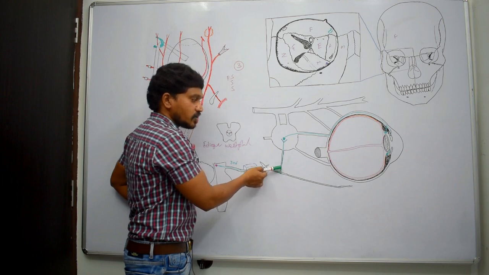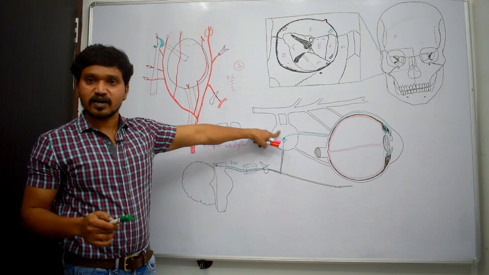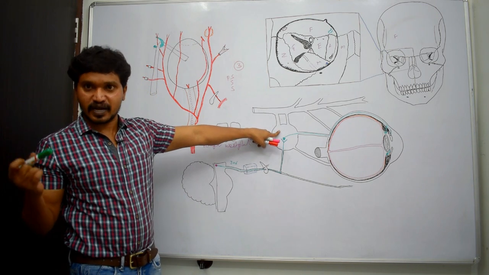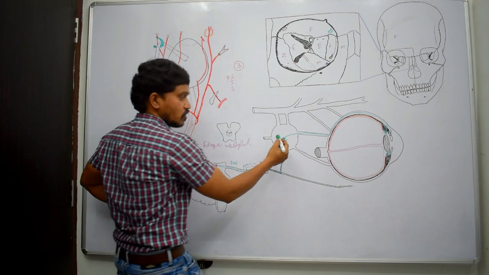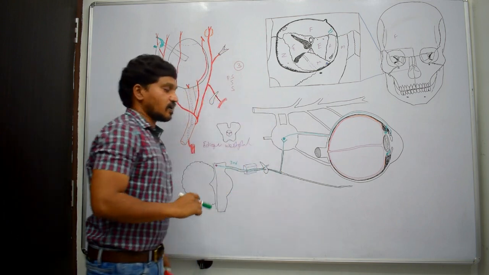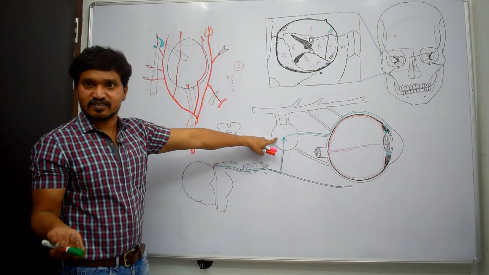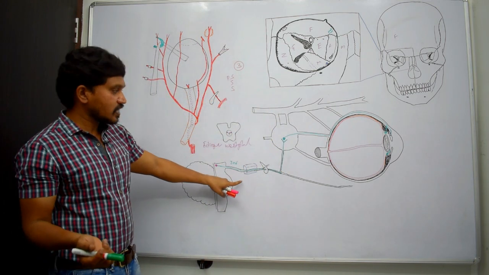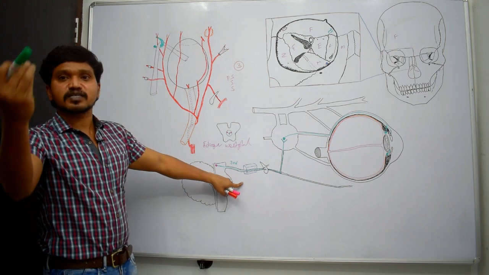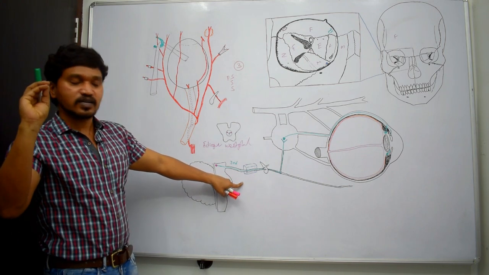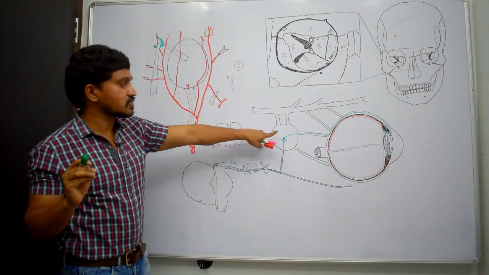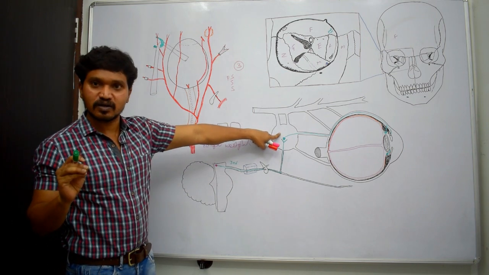Then it will be communicating with the ciliary ganglion by a communicating branch, right? So within the ganglion these fibers are relaying. That means preganglionic fibers are ending, postganglionic fibers are starting, right? So this is the preganglionic neuron and this is the postganglionic neuron, right?